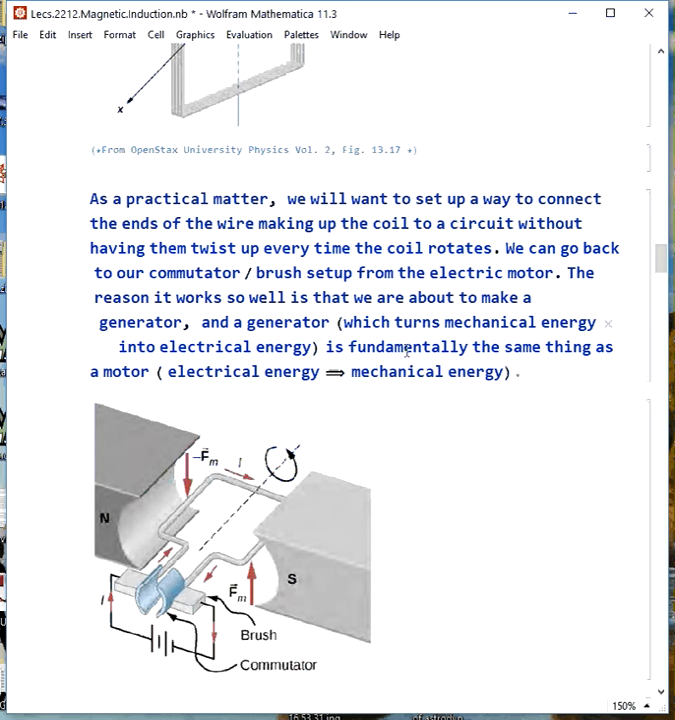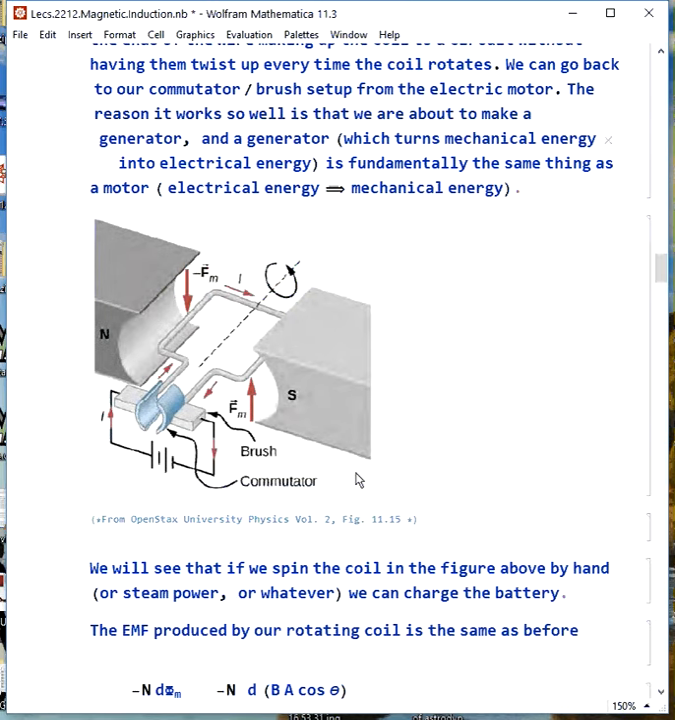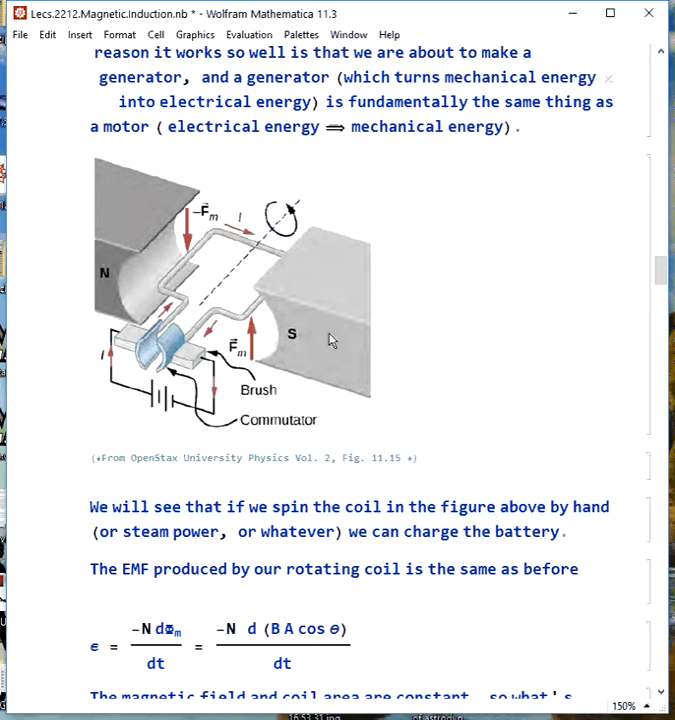But what we have here, we notice this motor, its purpose is to take electric energy and turn it into mechanical energy. A generator is the exact same thing, working backwards. It turns mechanical energy into electrical energy. If we spin this coil, we can do it by hand or steam power or a horse or whatever, but however we spin this, we can charge the battery.